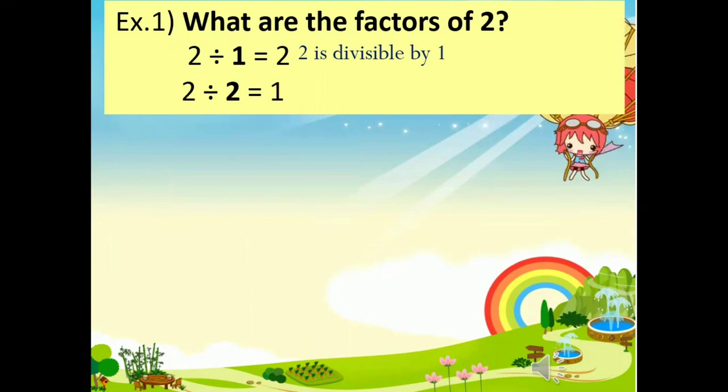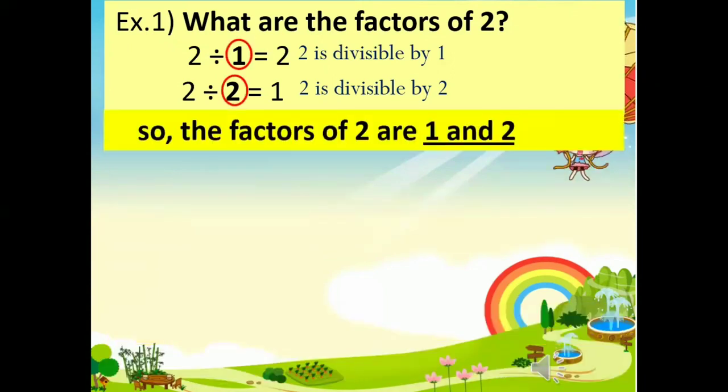What else? What are other numbers that can divide 2? It is 2. So 2 divided by 2 is 1, which means 2 is divisible by 2. Are there any more numbers that can divide 2? No more. So the only factors of 2 are 1 and 2. Or you can think of 2 numbers that, if you multiply them, will give the whole number. Like this one, 1 times 2.